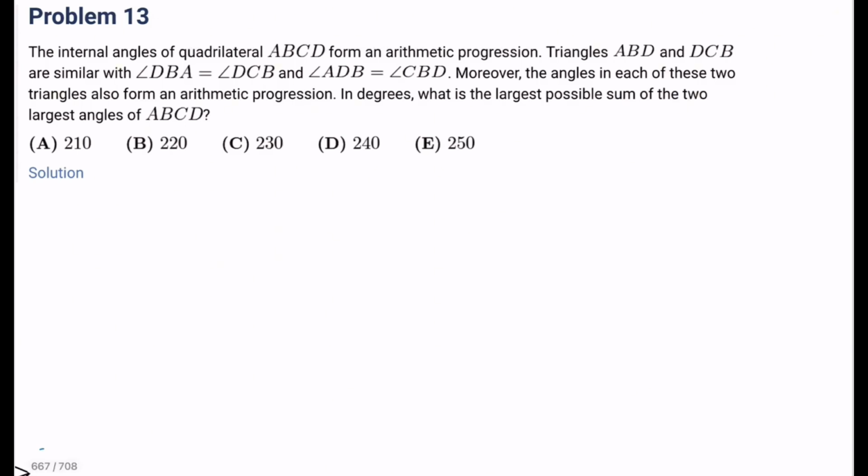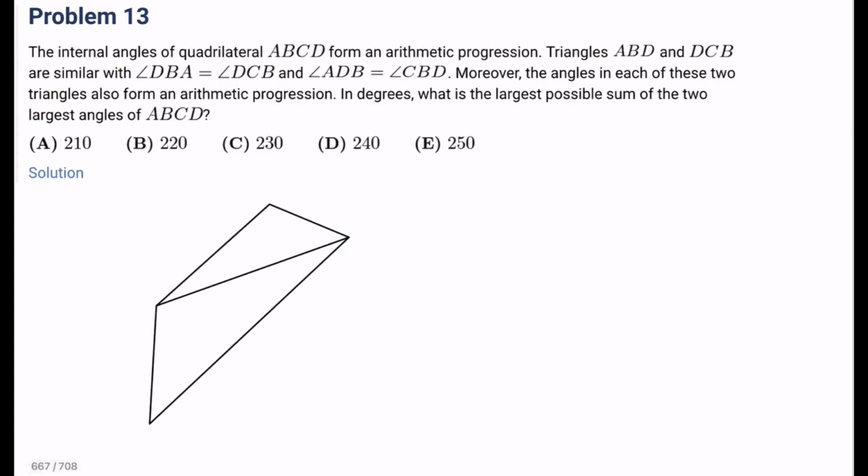Okay, so let's draw out this diagram here. This is going to be what it looks like, and if we say it's A, and then B, and then C, and then D like that, and then that line is separating ABD and DCB, right? And so if we say that this angle is A and this angle is B, that would mean this angle is A and this angle is B, right?